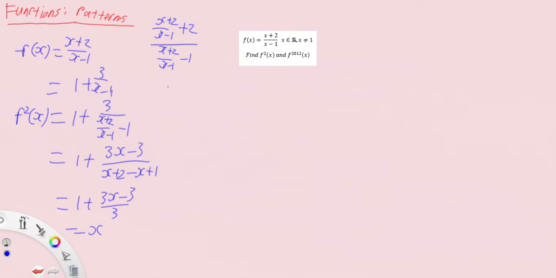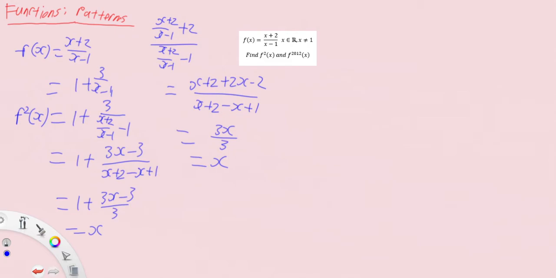Because (3x - 3)/3 would give us x - 1, plus 1 equals x. If you're curious about the method down here, it's actually the same thing. It's just simply (x + 2 + 2x - 2) over (x + 2 - x + 1). On top you get 3x, below you get 3. This will also give you x. So either way it works. It's just a different way of expressing. You should get the same answer anyways. So we know that f²(x) equals x.